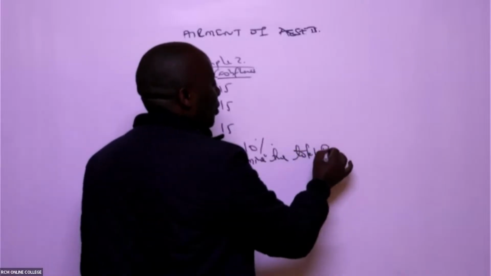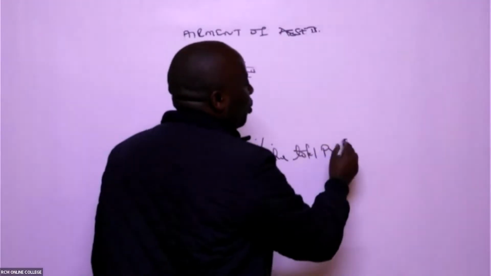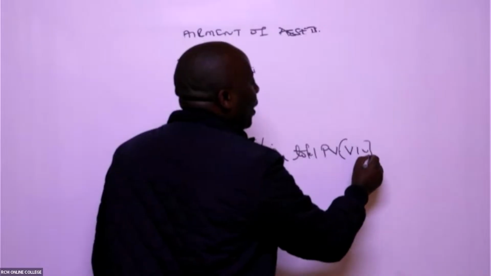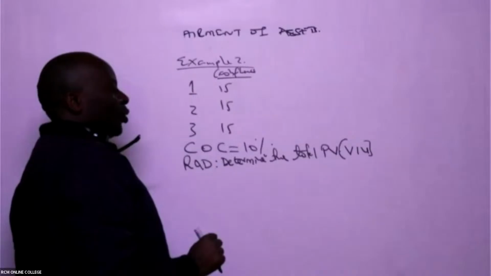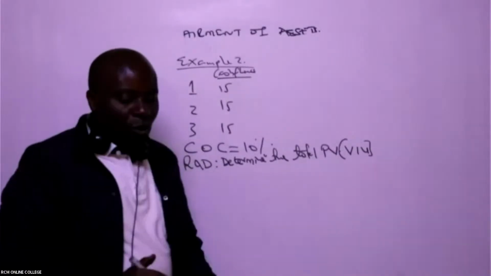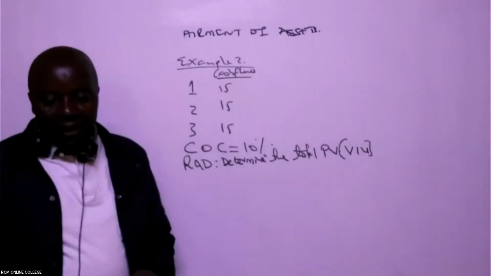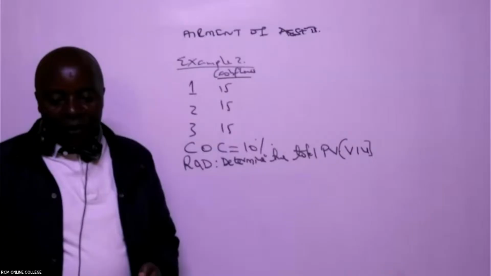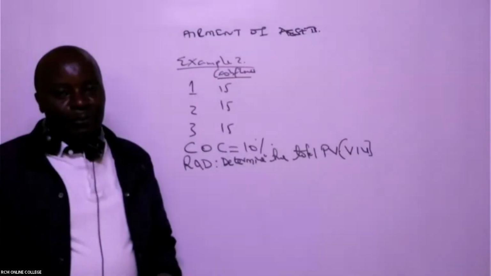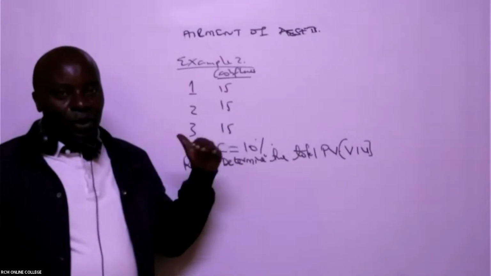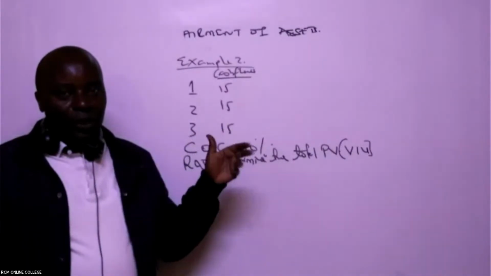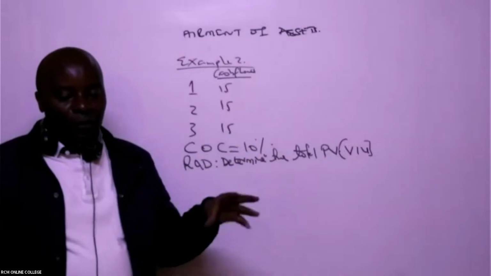We are required to determine the total present value, what in finance they will call the value in use. Is there somebody who is able to make a comment even before I continue? What do you imagine of this 15, 15, 15?